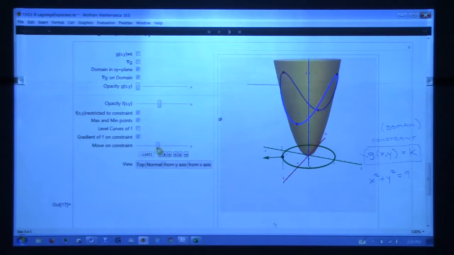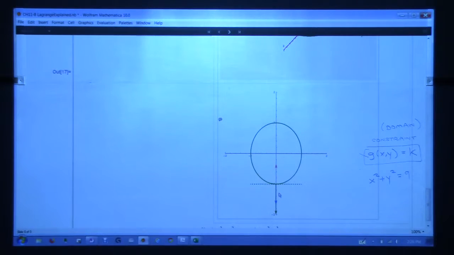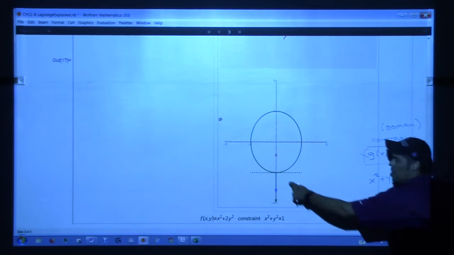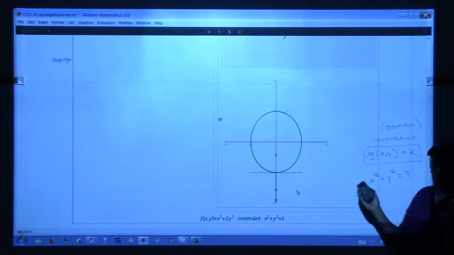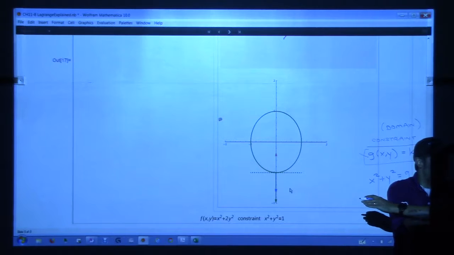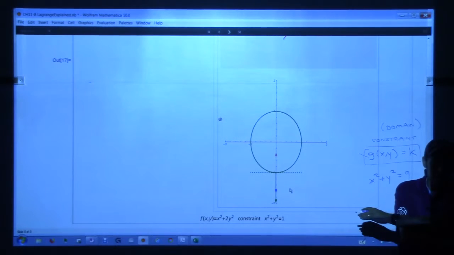We can move around, and as long as we're at a max or a min, our gradients will be parallel. They don't even have to point in the same direction, actually. Remember, two parallel vectors can point in opposite directions, as long as they're scalar multiples of one another.